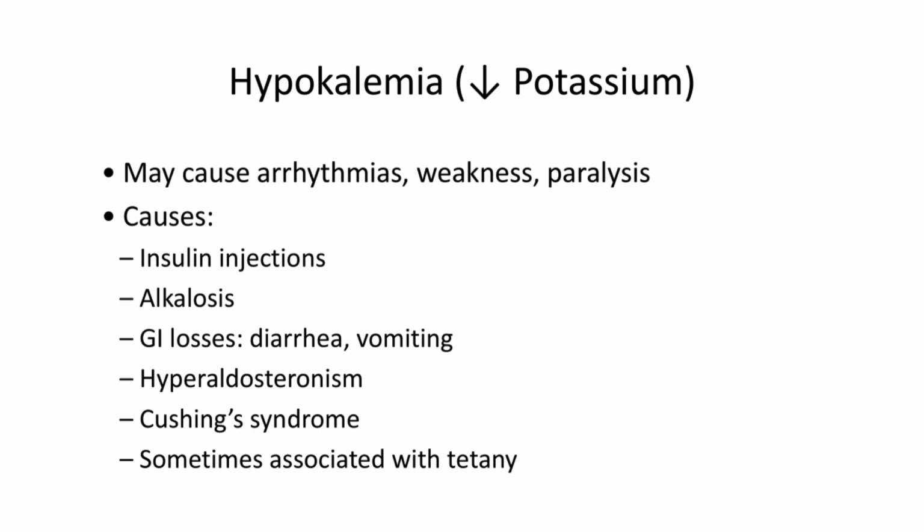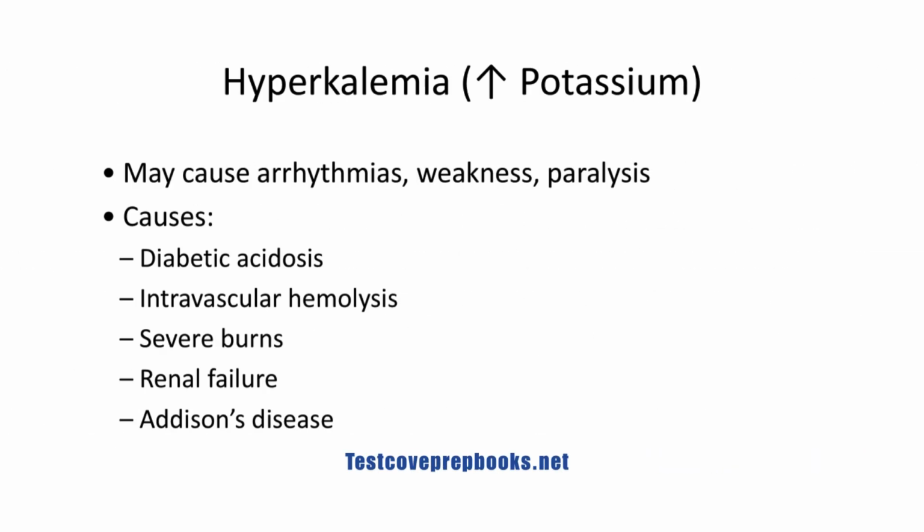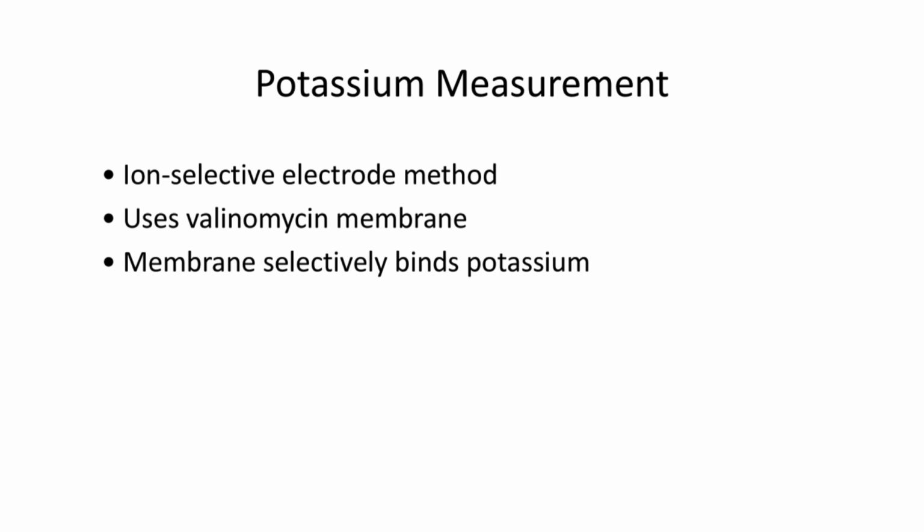Hypokalemia, or decreased potassium, may occur with insulin injections, alkalosis, gastrointestinal losses such as diarrhea and vomiting, hyperaldosteronism, or Cushing's syndrome. Sometimes it can also be associated with tetany. On the other hand, hyperkalemia, or increased potassium, may be seen in diabetic acidosis, intravascular hemolysis, severe burns, renal failure, and Addison's disease. Finally, potassium levels are most accurately measured using an ion-selective electrode with a valinomycin membrane, which selectively binds potassium ions for detection.